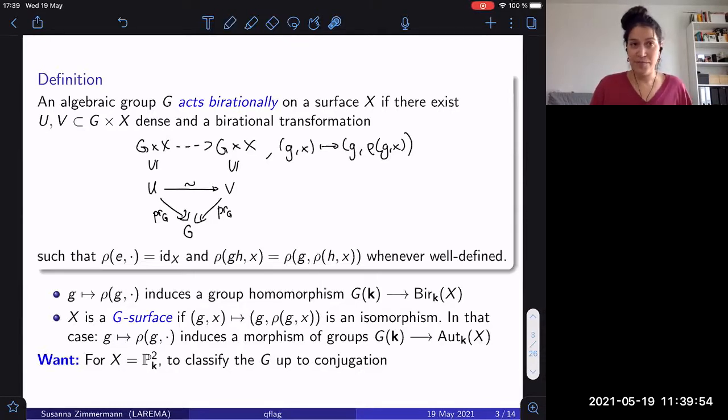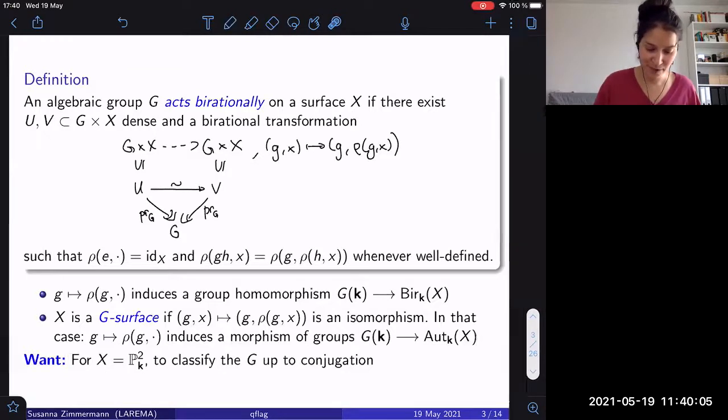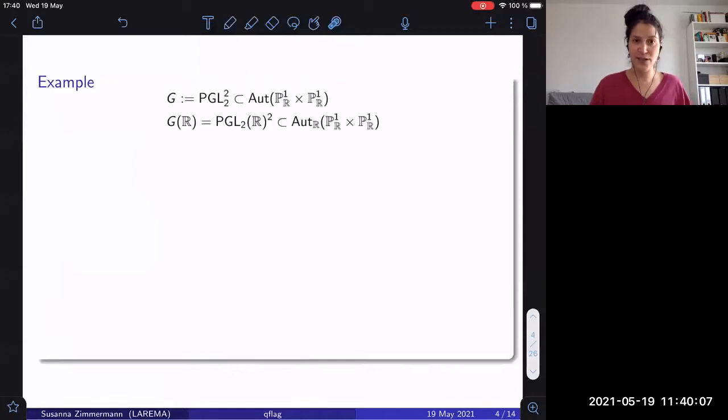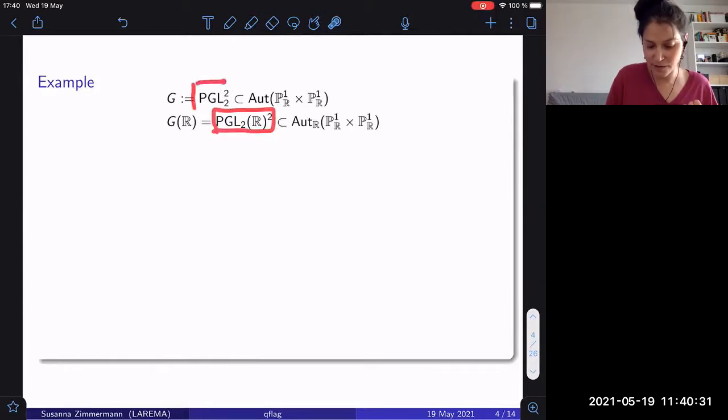So let me give some examples of algebraic groups acting birationally on P2 that are not the automorphism group. The first example is PGL2 squared, its R points. So this is PGL2(R) squared, and that's a subgroup of the usual automorphism group of P1R cross P1R. I'm writing it like this because for me this is just the set of real points of this group.